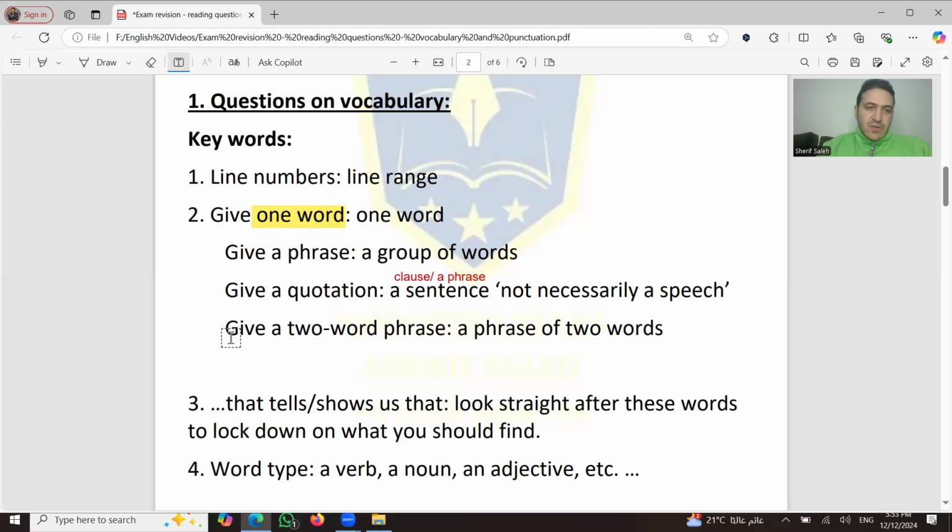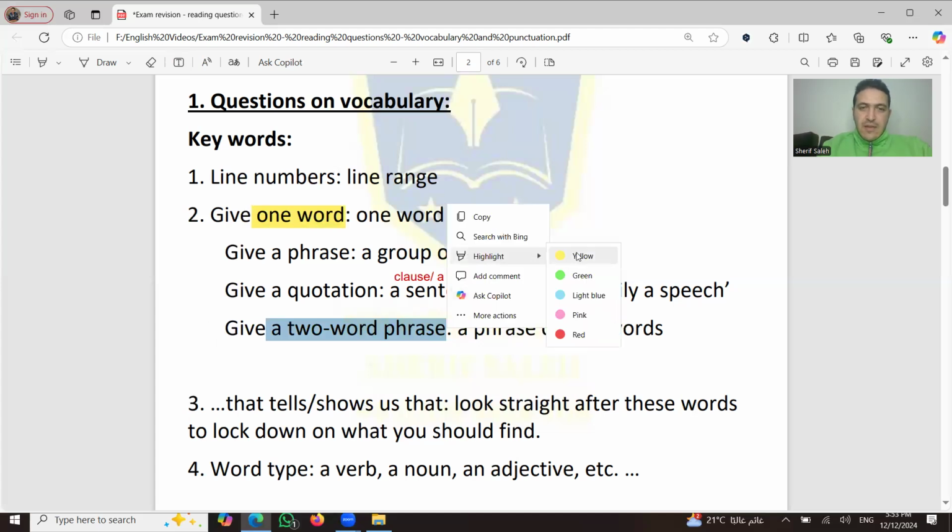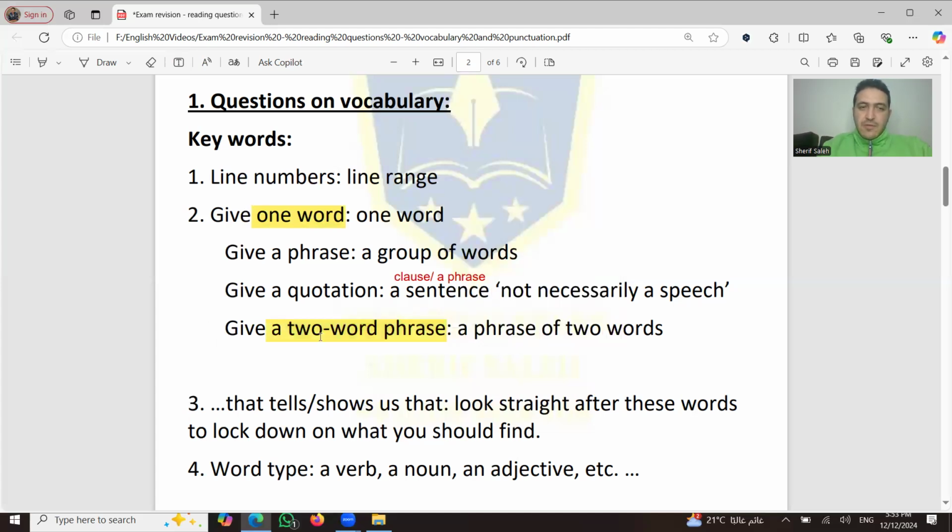One of the questions that my students and I came across before is to give a 2-word phrase, for example. A 2-word phrase is a phrase made of 2 words. So it's a phrase of 2 words.